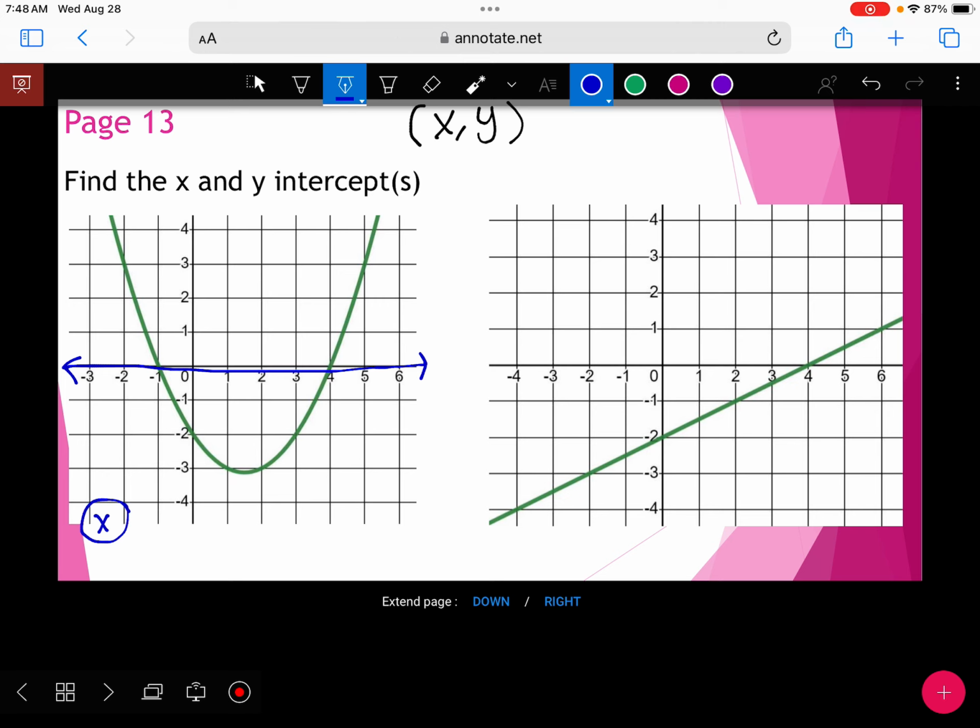So where does my green line cross my x-axis? -1 as a point. So we have 1 intercept at -1, comma 0. And we have another one where? 4, 0. Do not smash together and make it -1, 4. That would be here. And this is not an intercept.